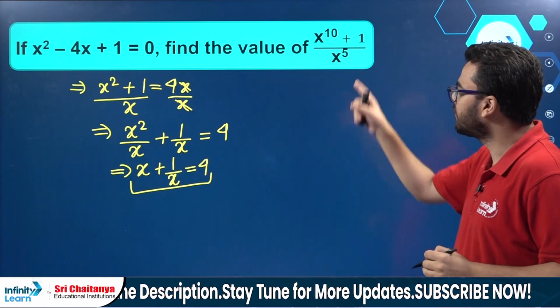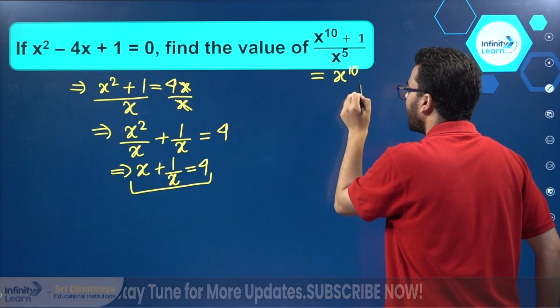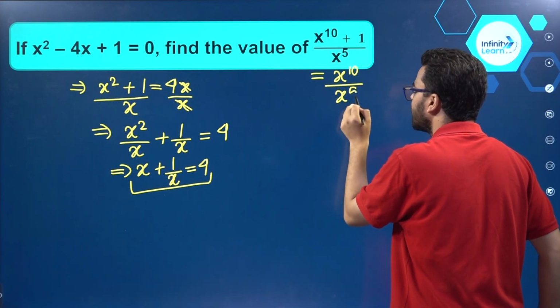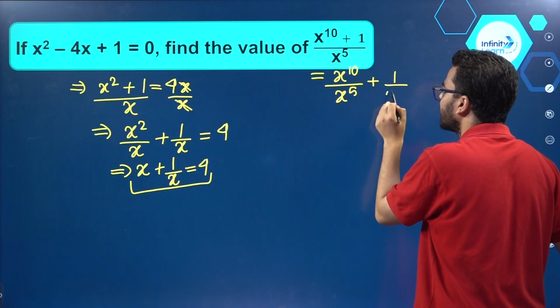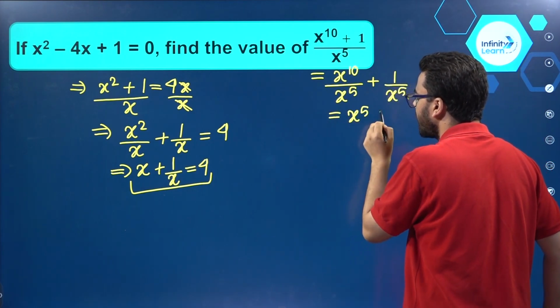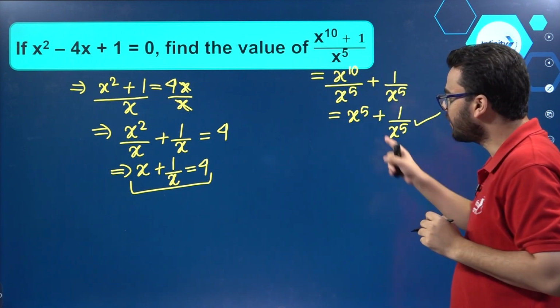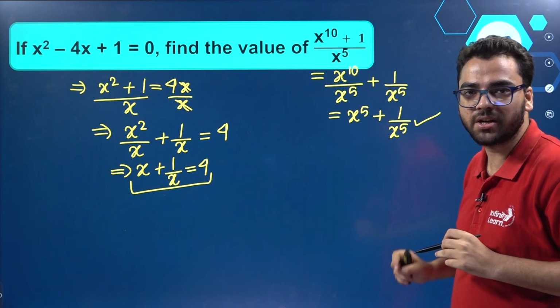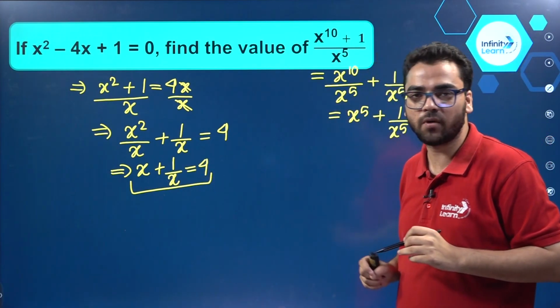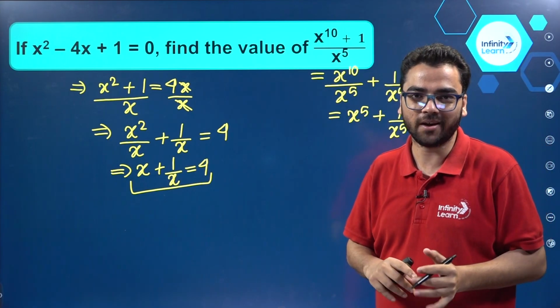Now you see we have to find the value of this expression. Let us separate it out. x raised to the power 10 upon x raised to the power 5 plus 1 by x raised to the power 5. So this is nothing but x raised to the power 5 plus 1 by x raised to the power 5. It means we have to find the value of this expression if x plus 1 by x is equal to 4. So basically we will use some identities over here.